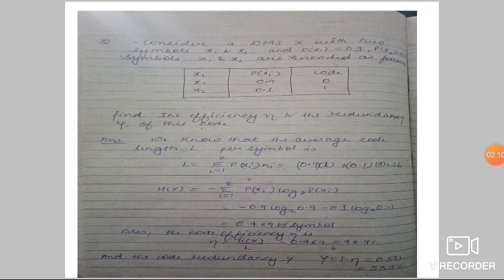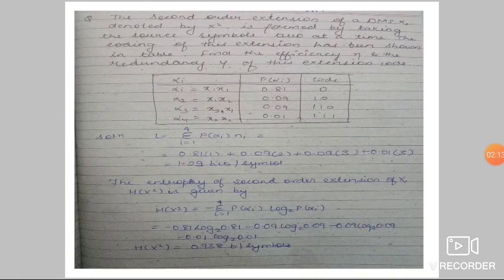Now the second question is, the second order extension of a DMS X, denoted by X square, is formed by taking the source symbols two at a time. The coding of this extension has been shown in the table. Find the efficiency eta and the redundancy gamma of this extension code.